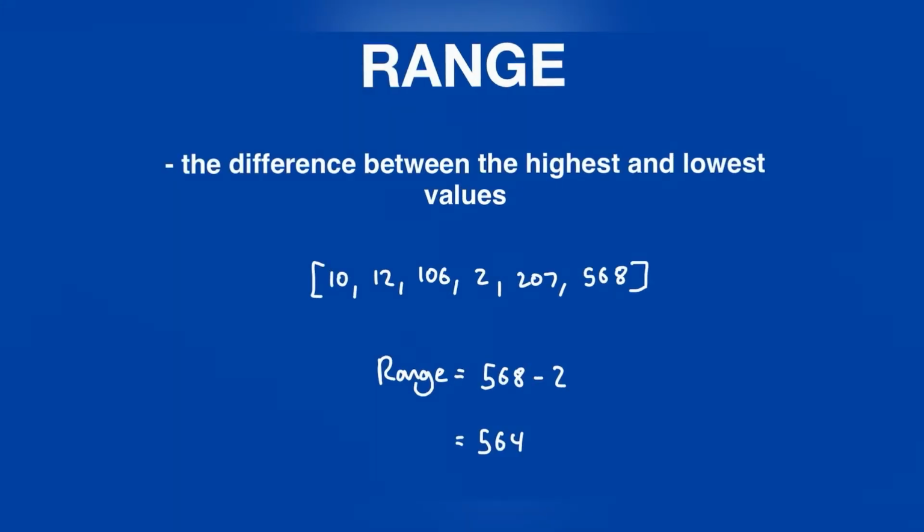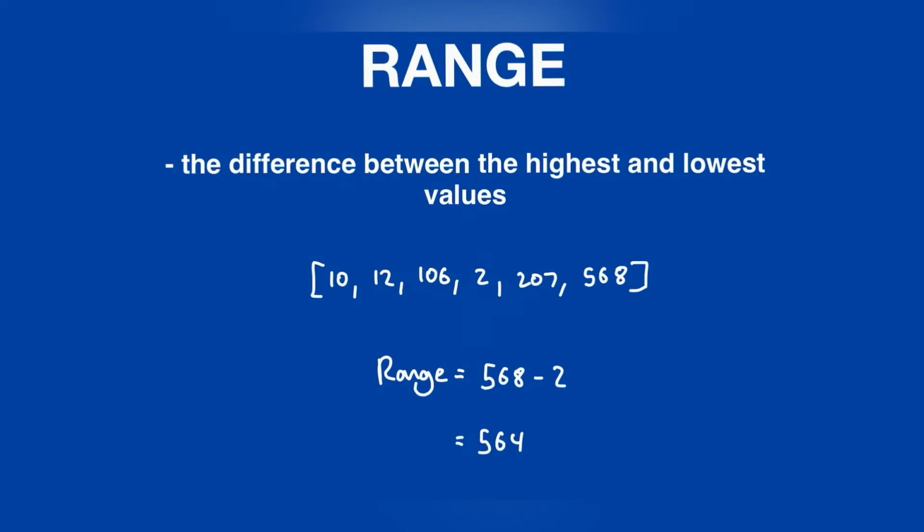Now we'll be looking at how to find the range of a certain set of values. You can define range as the difference between the highest and lowest values. So in this data set, we have 10, 12, 106, 2, 207, and 568.